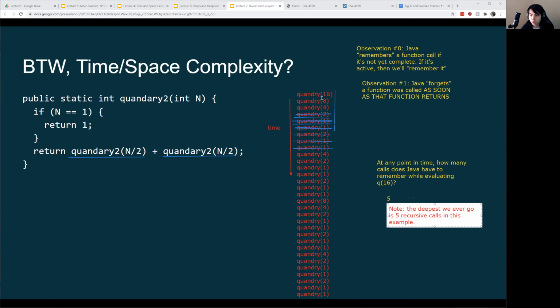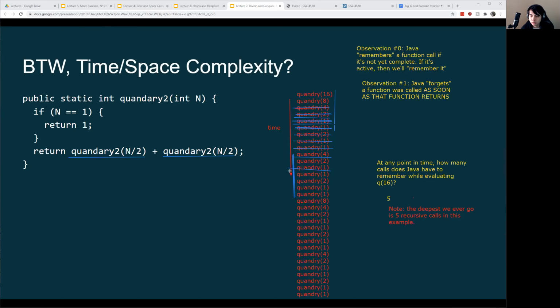We go from quandary of 16 to quandary of 8. Let's say we cross this out and we finish this. Then at this point, we would have to look at this quandary of 4 and all of its things that we have to worry about. But at any point, we're only ever going to keep track of 5 things because the deepest we ever go is 5 recursive calls, right?